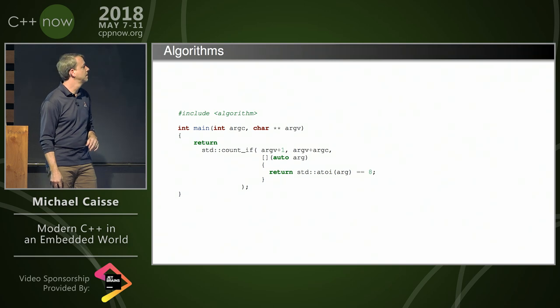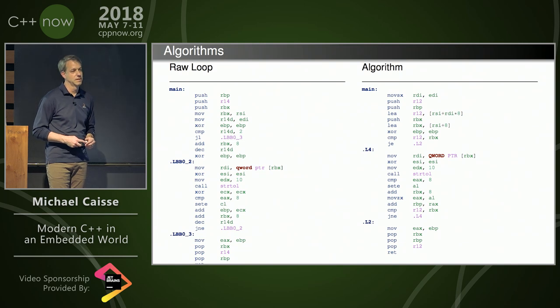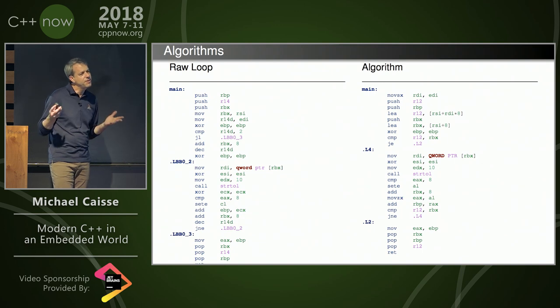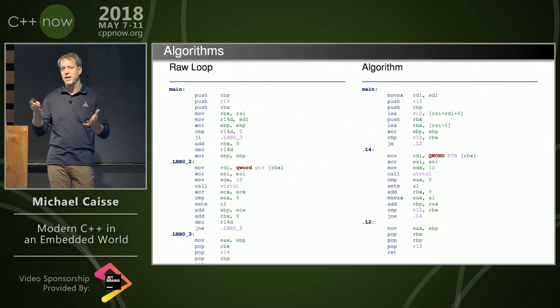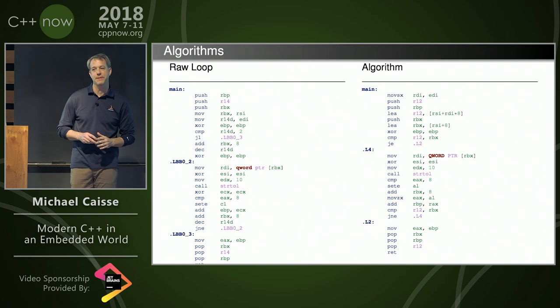Count if. So what does this do, though? Well, it's almost identical. The raw loop and the algorithm are almost identical. Now, I don't think people in this room are probably surprised by that. You probably expected that to occur. If you've watched any of Jason's talks, his weeklies, you know that this is going to happen.